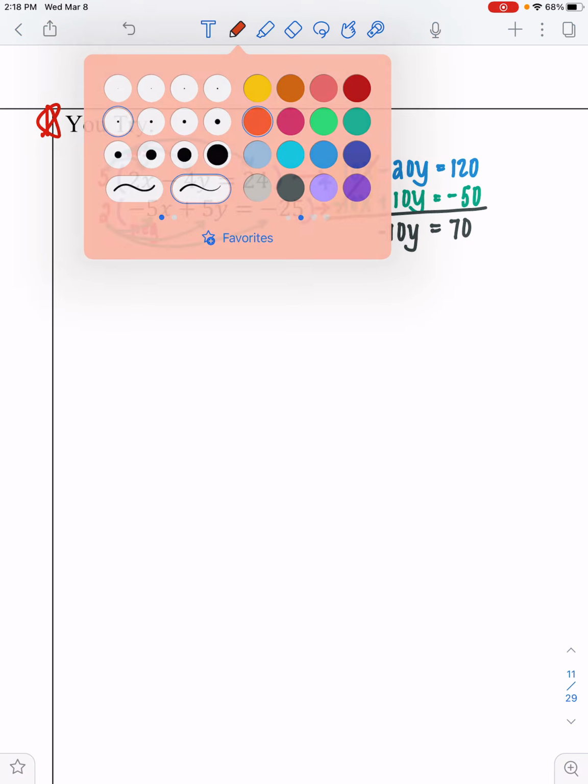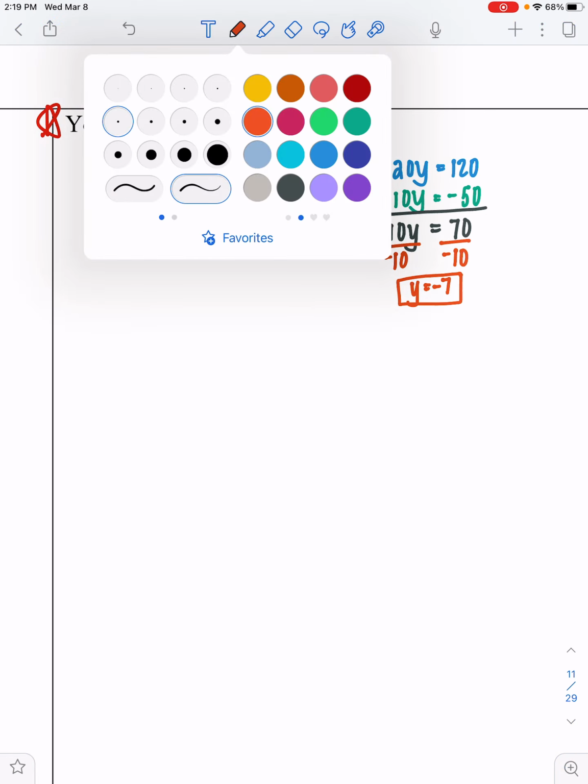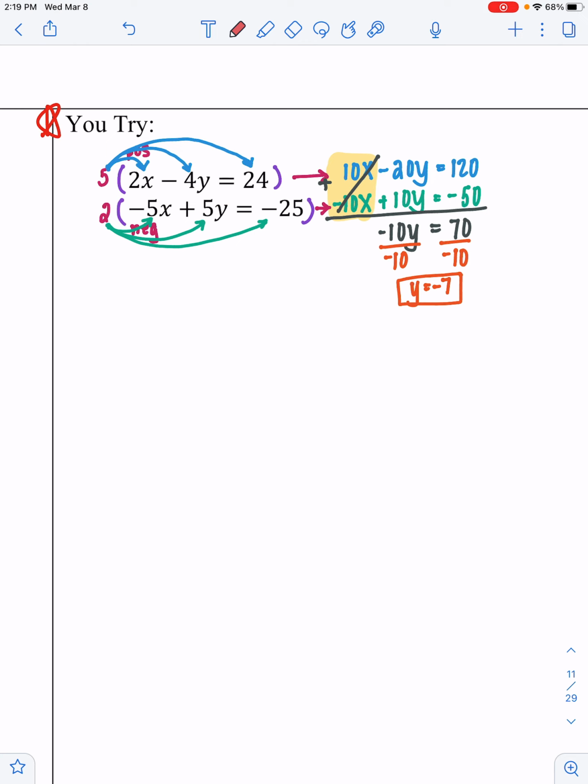Now, very simply, to solve for y, let's divide by negative 10 on both sides, and we get y equals negative 7. This is a system of equations, so we are not done. We must go back and plug in to solve for our other variable, in this case x. Choose the equation that looks easier for you. I'm going to choose the first equation because the second equation has a negative 5 and a negative 25, so I don't really want to use that one. But you can. 2x minus 4y equals 24.